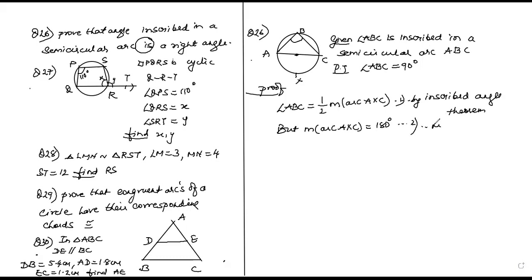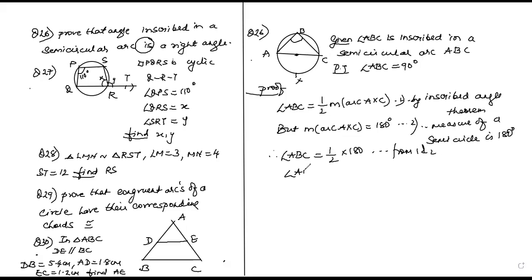Actually, the measure of a semicircle is 180 degrees. So what will happen, children? Therefore, angle ABC equals half into 180. The reason is from 1 and 2. So angle ABC equals 90 degrees.